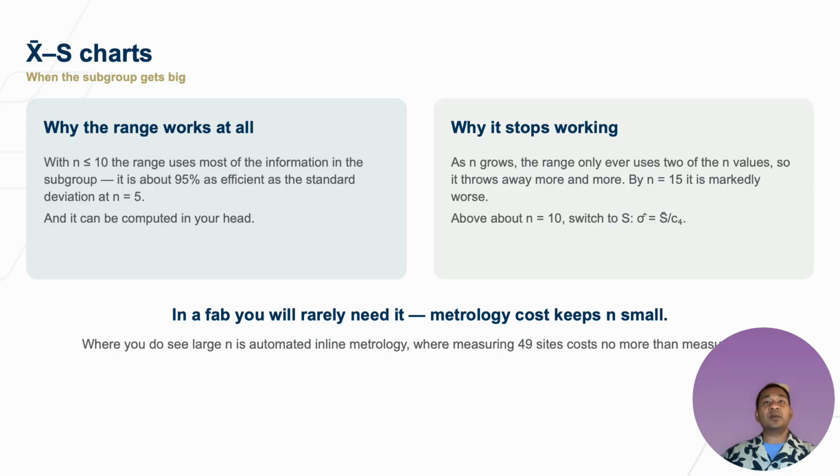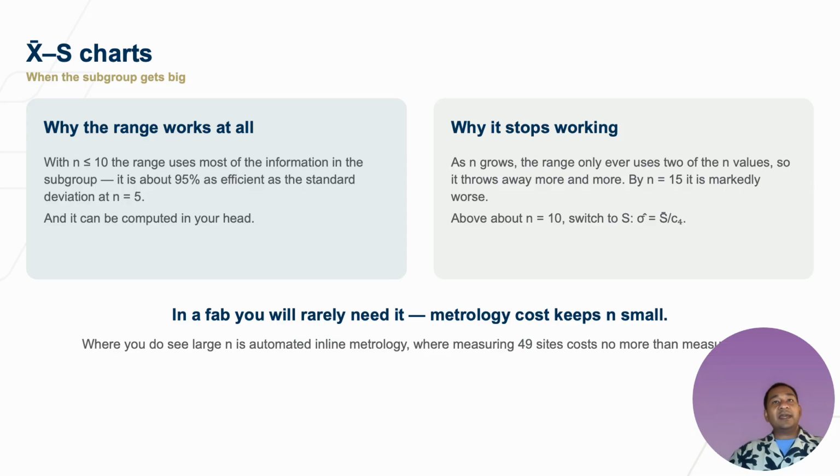Why does it stop working? Because the range only ever uses 2 of the n values, no matter how large n gets. At n equals 5, it ignores 3 values. At n equals 20, it ignores 18. By about n equals 15, the efficiency loss is material.